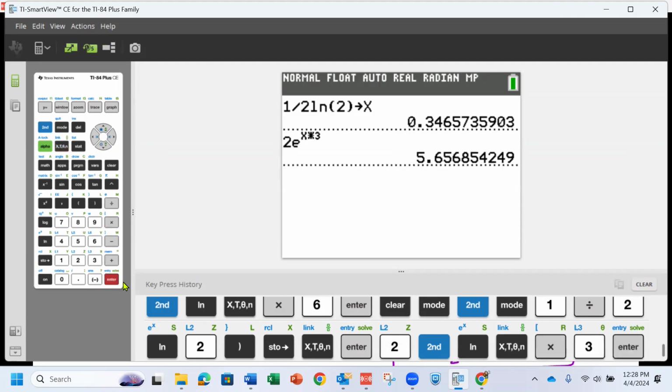So there's my approximate answer. Remember, you will always round to a bare minimum of 3 decimal places. More is always better, but the bare minimum is approximately 3 decimal places, so 5.657. Right here. So this is approximately equal to about 5.657. Gosh, I'm having trouble writing today. Let me try it again. 3 times the charm.